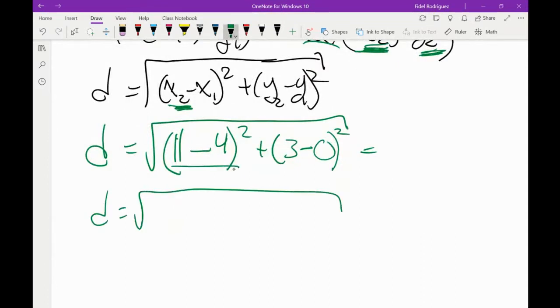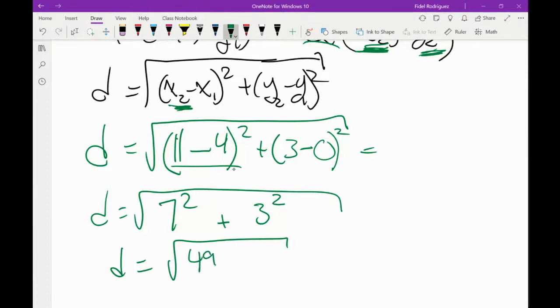Anybody know what's 11 minus 4? 7 squared plus 3 minus 0? 3. All right. Anybody know what's 7 squared? 49. Good. What's 3 squared? Good. We're almost done. 49 and 9 is 58, right? Okay. So now we get to this step.